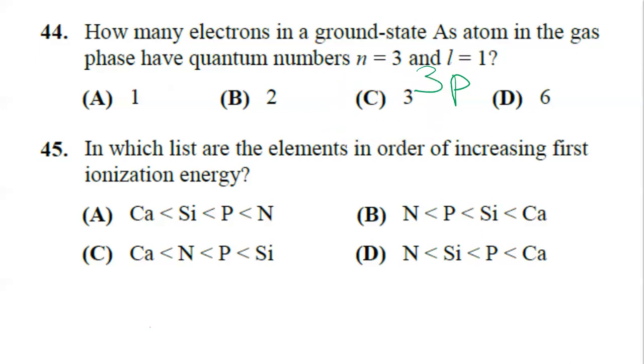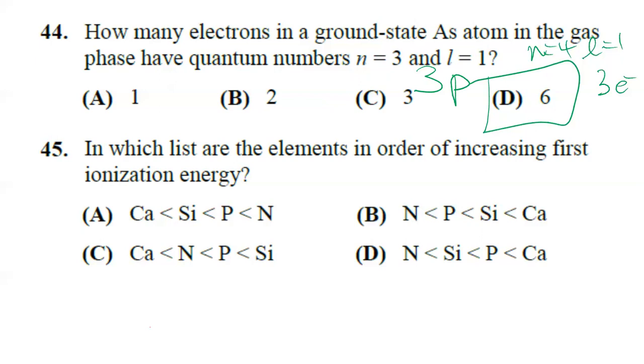Oh, I'm not sure why I put 3 there. It should have 6 of them, because it's got a full 3p shell. It's when n equals 4, L equals 1, where we have just 3 electrons. So I made the same mistake that you guys did when I made this answer key. It should be 6 of them in the n equals 3, L equals 1. Okay. Any questions on that part?